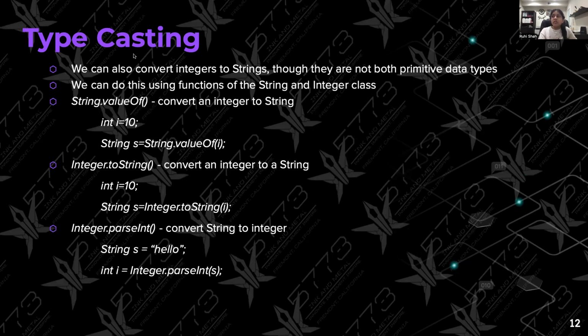All right. We can also convert integers to strings, even though they're not both primitive data types, but we would do this a little bit differently by using functions. So a function of the String class that you can use is String.valueOf, which basically converts an integer to a string. So you'd say String s equals String.valueOf, and then inside the parentheses, you'd put the number. So that would now be converted into a string. And then if you want to convert something from an integer to a string, you would just use this function over here, Integer.toString, and then in the parentheses, you would put the number.